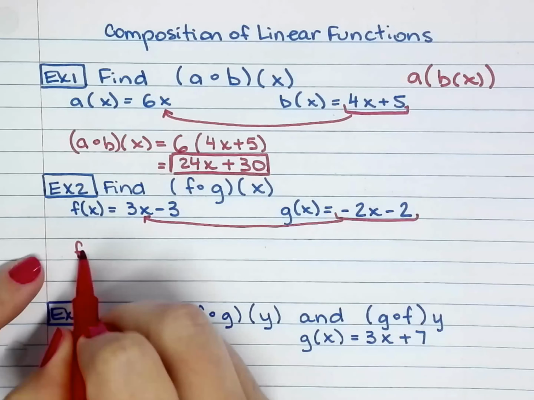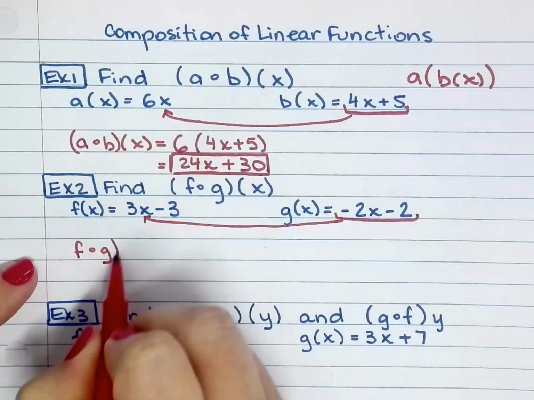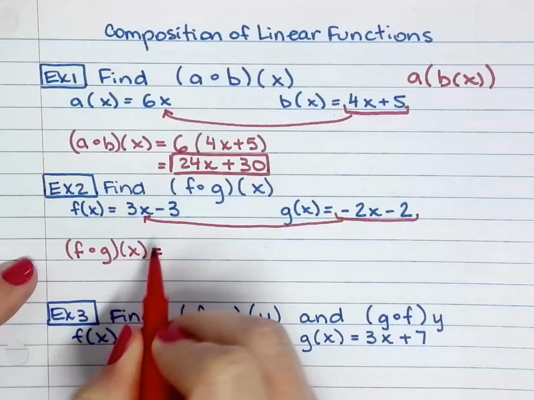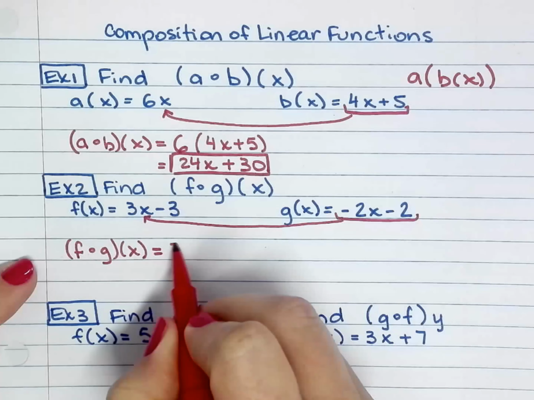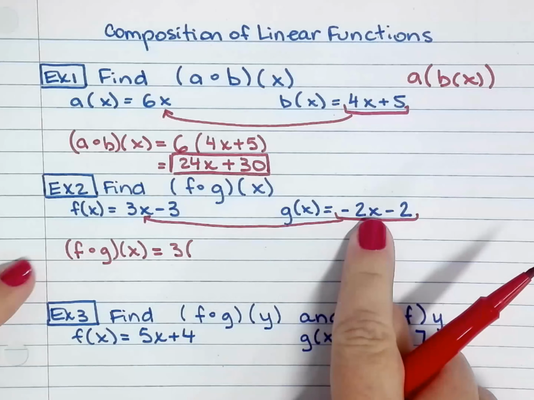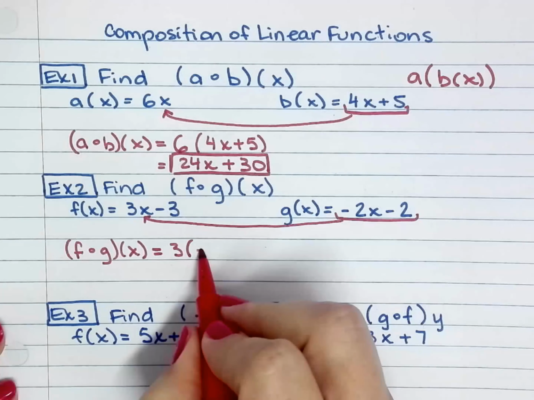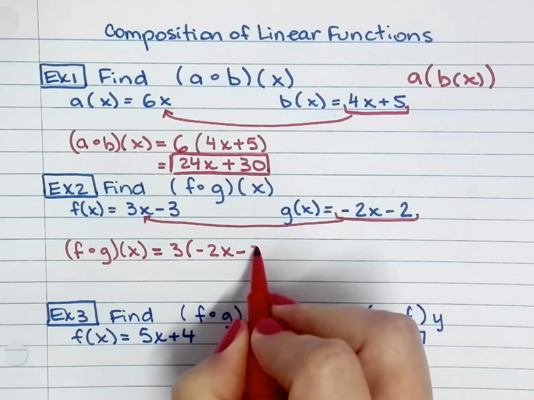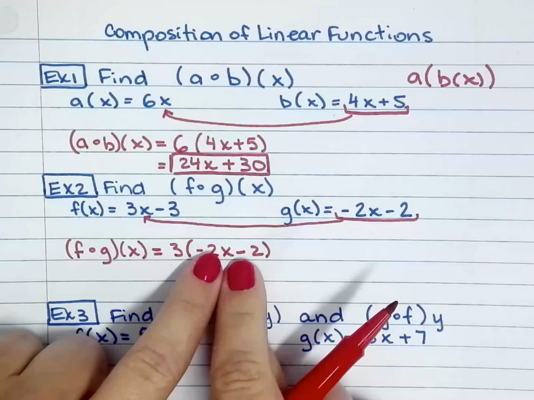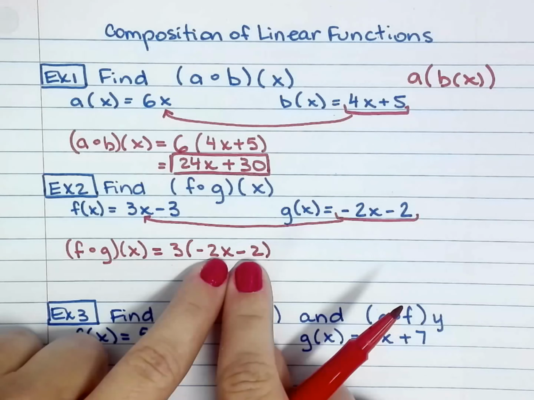So F is composed with G of X. So you start out with F of X, so 3. And then you're going to use G of X function right there for X. You're not multiplying by X, you're substituting that. That's why I have parentheses right there where X should have been.